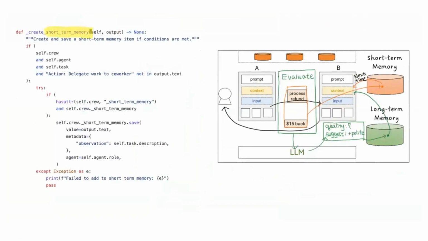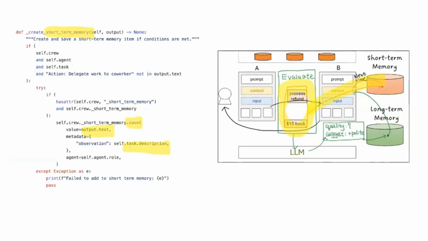In the short-term memory implementation of CrewAI, you will see that you basically save the output and also the description, which is what we have here, into short-term memory. And then we look at the implementation of the long-term memory. You can see something similar.